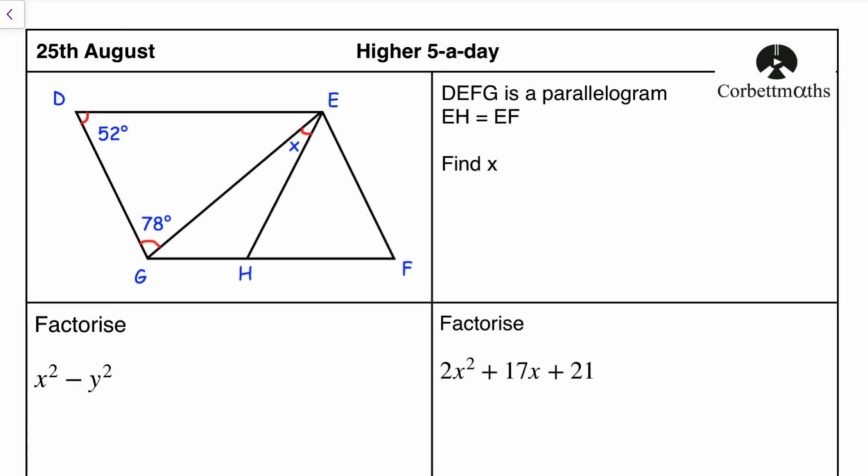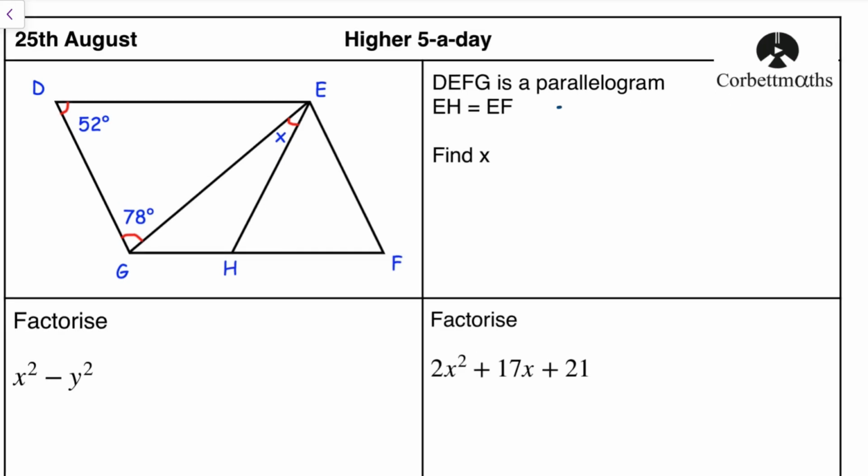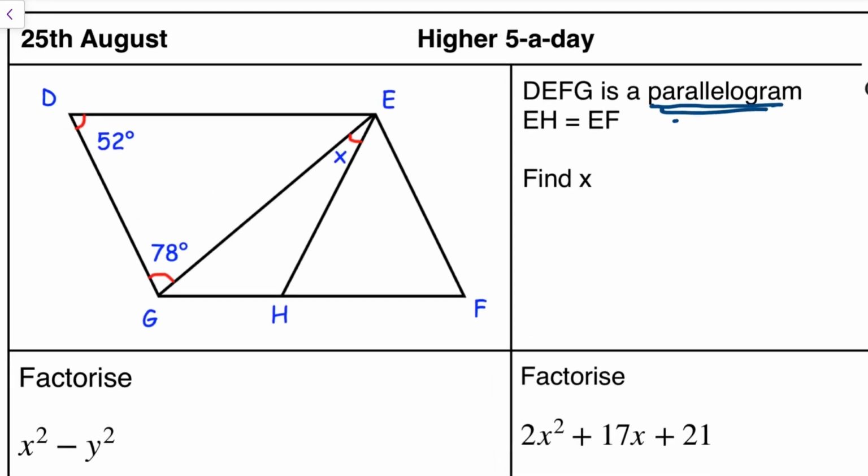And what do I have here? So DEFG is a parallelogram. Now, before I read anything else, that's important. Because the thing I know about parallelograms is that opposite angles are the same. So that's 52. You'll notice I haven't read anything else yet.